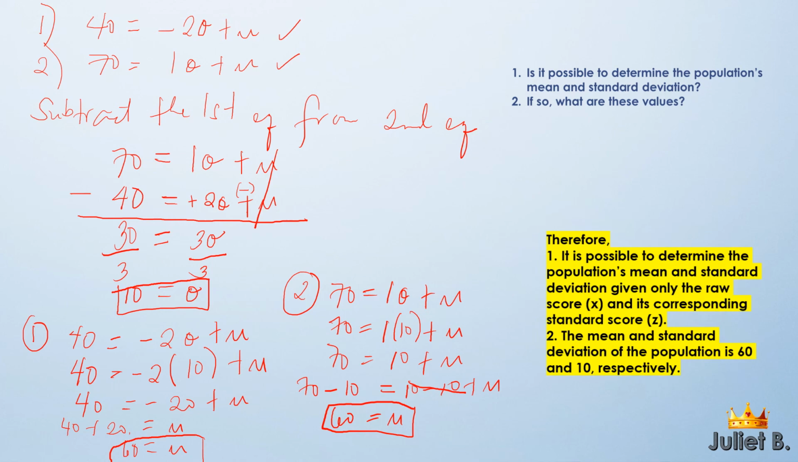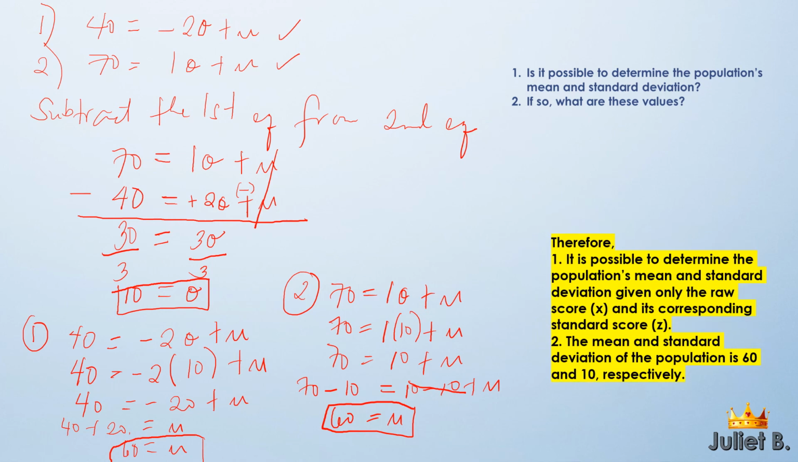Therefore, the answer to the given question, number 1 and 2. Number 1, the answer is, it is possible to determine the population's mean and standard deviation given only the raw score and its corresponding z-score. Number 2, the mean and standard deviation of the population is 60 and 10 respectively.